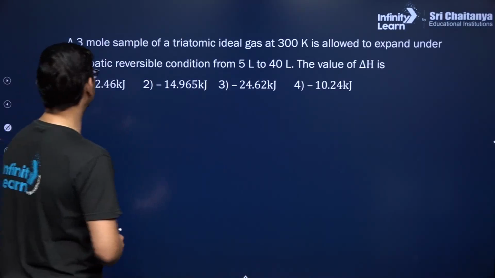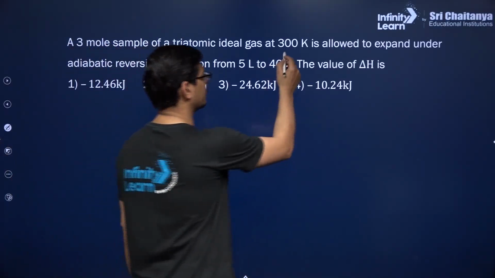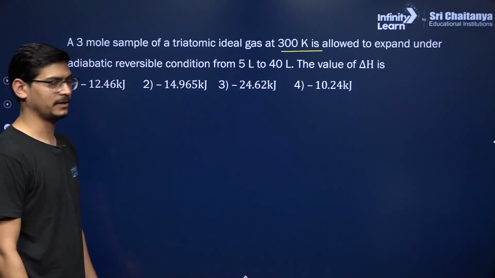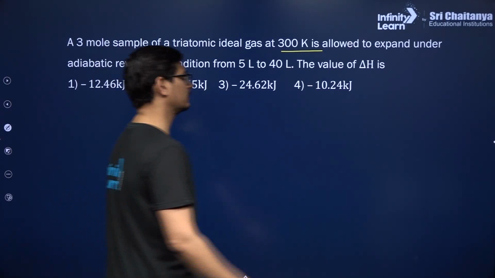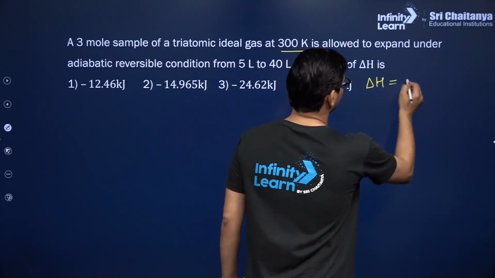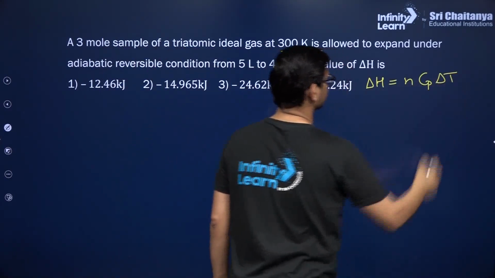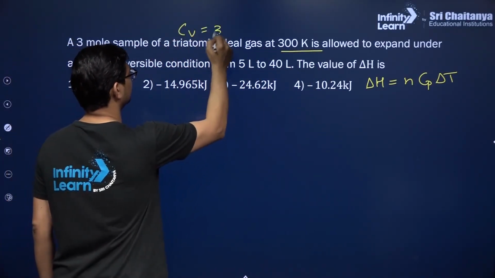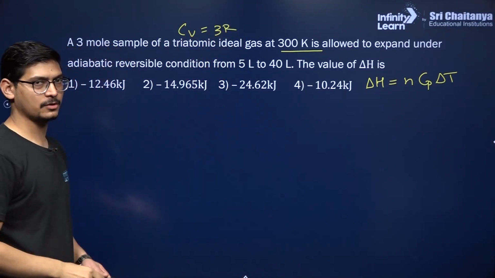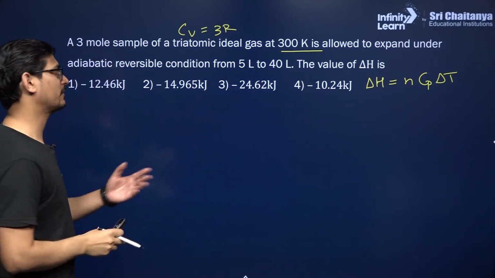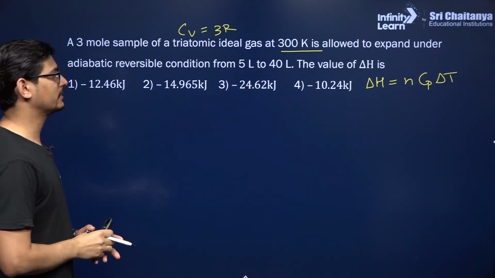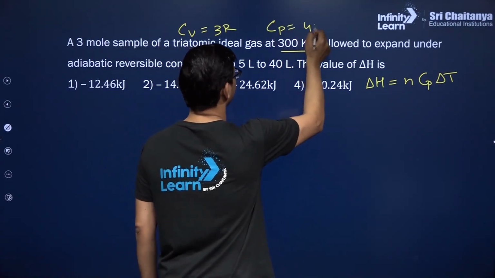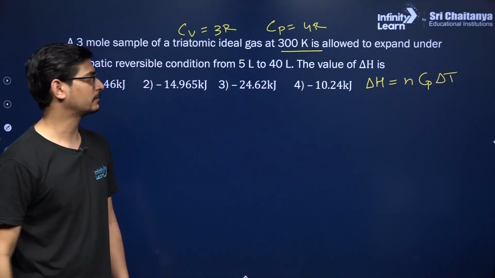The first question was: a 3 mole sample of triatomic ideal gas at 300 Kelvin is allowed to expand under adiabatic reversible conditions from 5 liter to 40 liter, the value of delta H. So we know that delta H is nCp delta T, right, because this is a triatomic gas. So Cv will be 3R, that is 3 by 2 R contribution from translational degrees of freedom and 3 by 2 R from rotational. Vibrational we don't generally consider at ordinary temperatures. Cv is 3R, so Cp must be 4R because of Mayer's relation, Cp is Cv plus R.